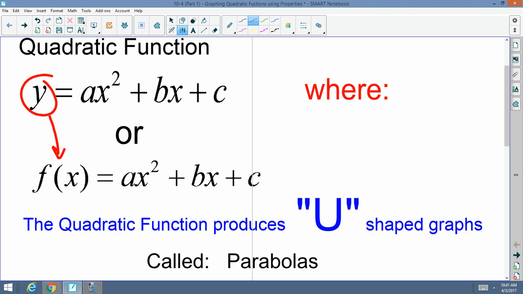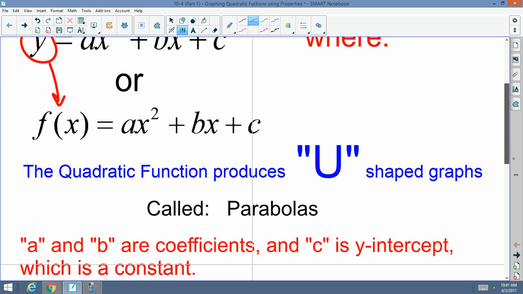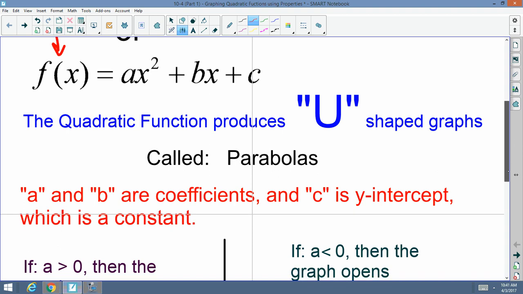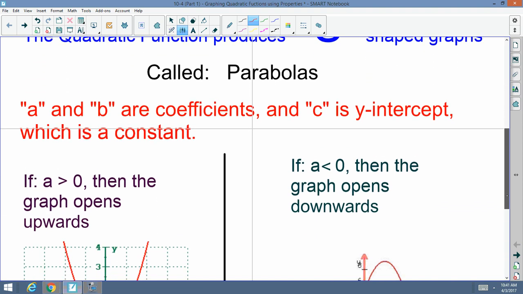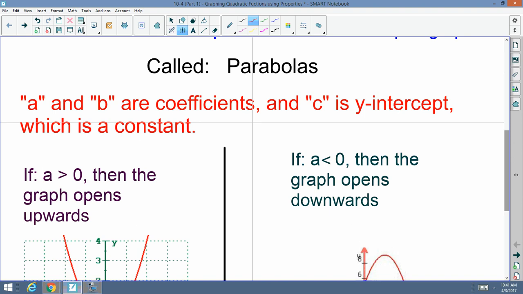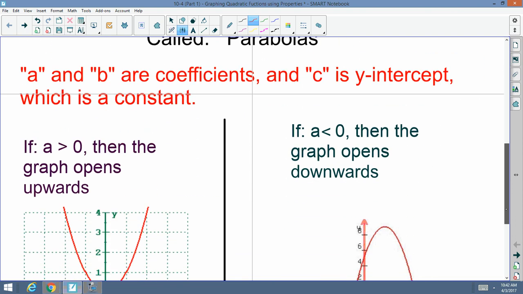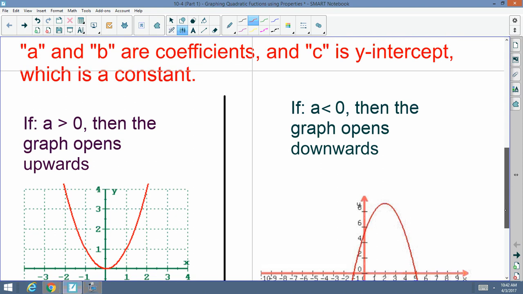The quadratic function is a U-shaped graph. Quadratics are called parabolas. That is the graph that the quadratic function renders. The a and the b are coefficients, and the c is the constant. When it is in ax squared plus bx plus c form, the c is always going to be your y-intercept. Just so you understand.